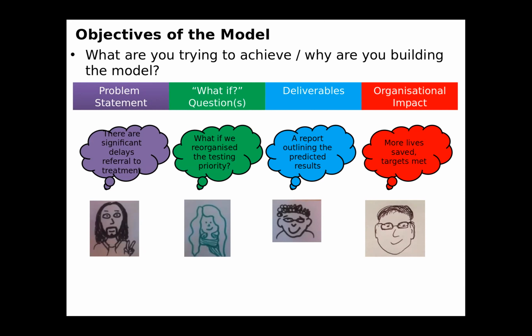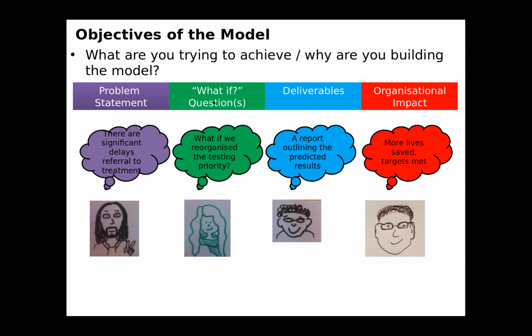So think about what the problem statement is. What if you had to state your problem very simply? How would you describe the problem? Your problem statement might be something like, there are significant delays in referral to treatment. That's the thing that you're trying to build a model to solve, or provide some evidence to help a decision maker solve it.